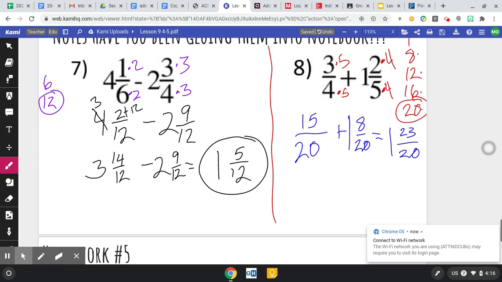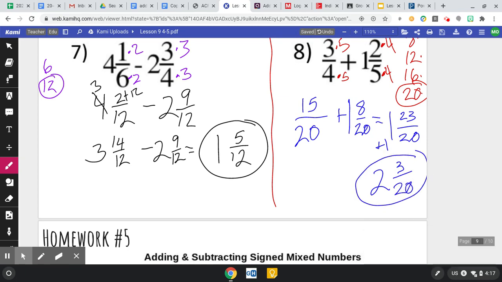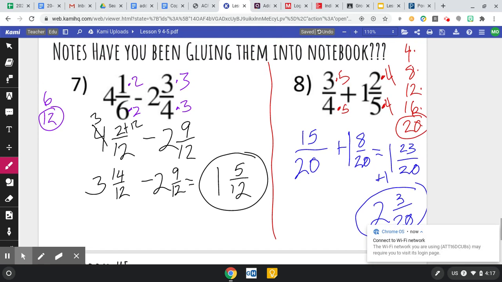But we have an improper fraction. Okay, so how many times is 20 going to 23? 1 time. And then take 20 away from 23. So our final answer is a 2 and 3/20. Boom. Okay. All right, catch up with your notes, then glue them in.